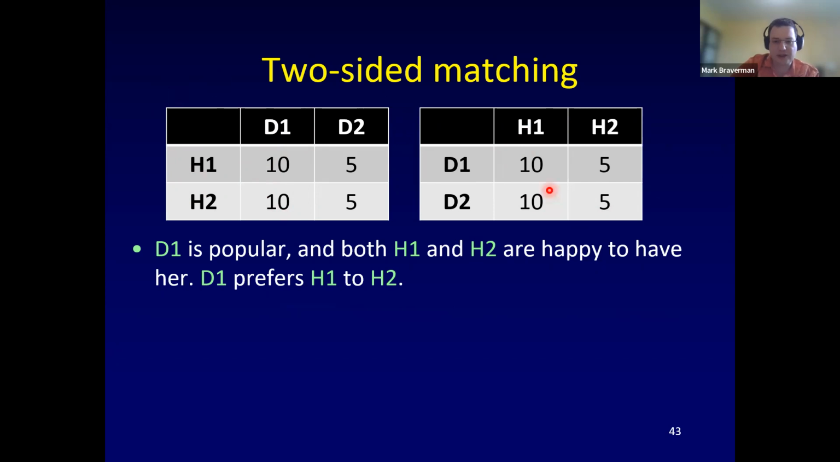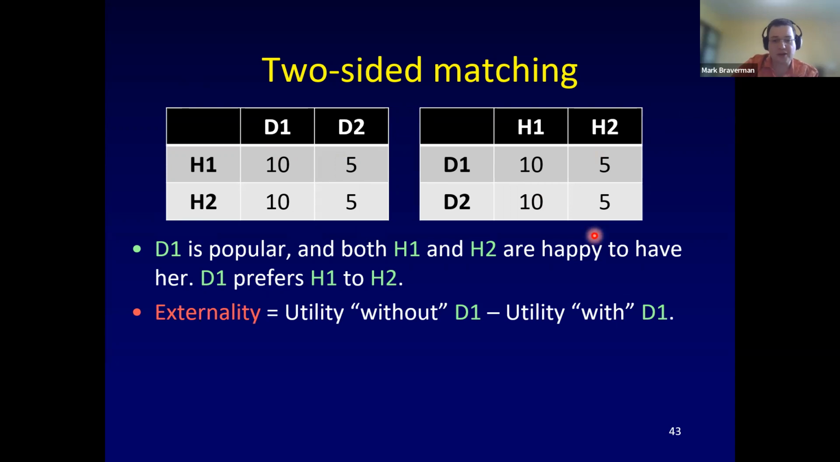So there is only one stable outcome, if you were interested in stability: doctor one, hospital one, doctor two, hospital two. In terms of efficiency, here all the outcomes are equally efficient because the columns are constant. Okay, but that's not what I wanted to focus on.